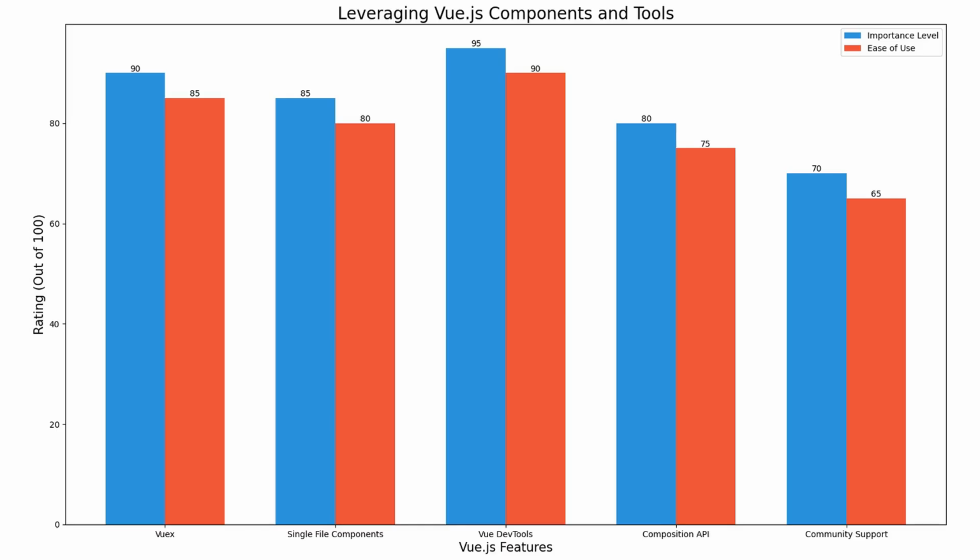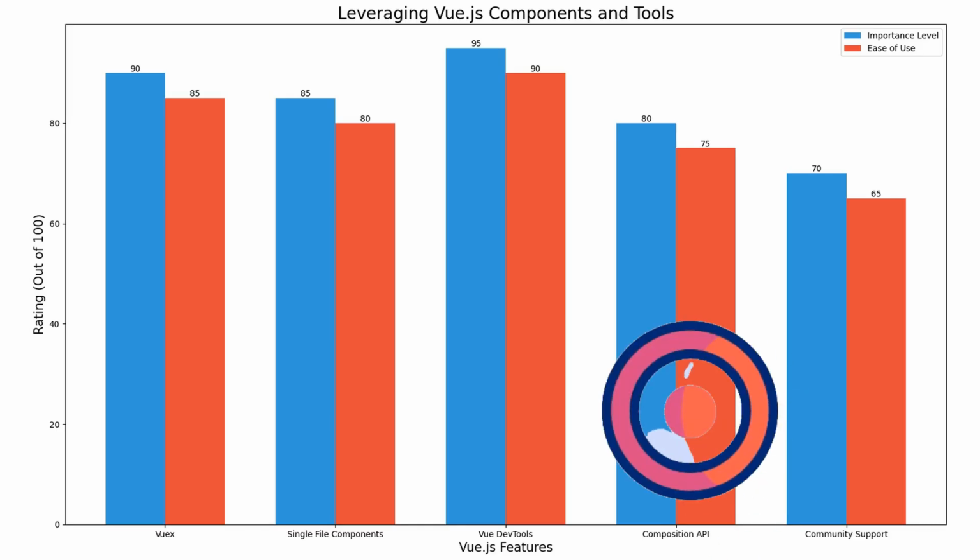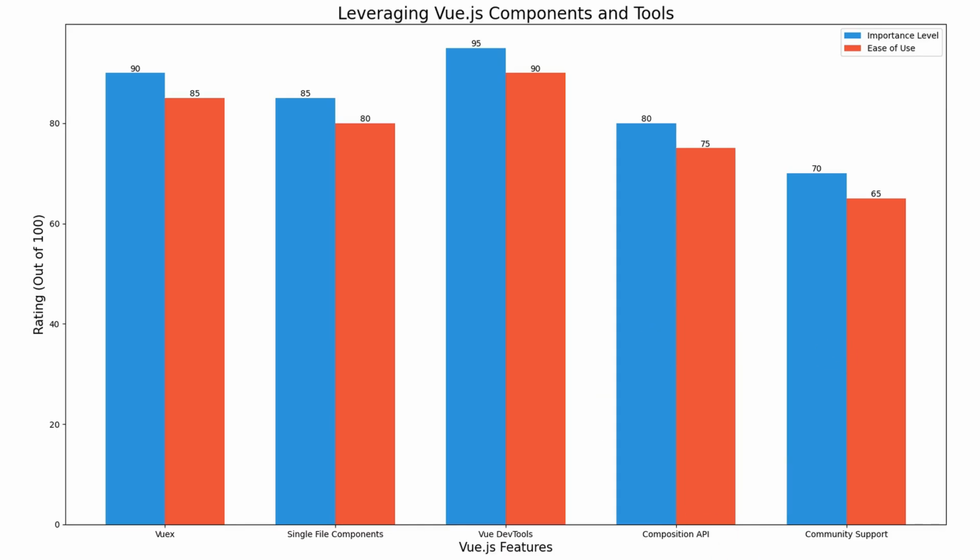Interestingly, every feature's importance rating is consistently around 5 points higher than its ease of use rating. This tells us that developers generally see these features as slightly more critical than they find them easy to use. For instance, Vue DevTools really stands out. It boasts the highest ratings for both importance at 90 and ease of use at 90. This clearly signals that it's not only viewed as essential, but is also quite accessible.